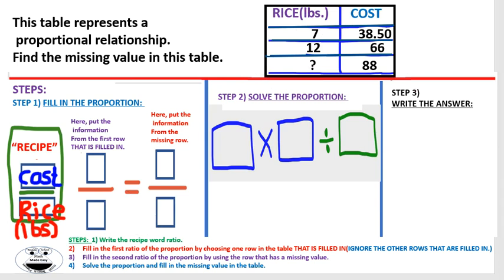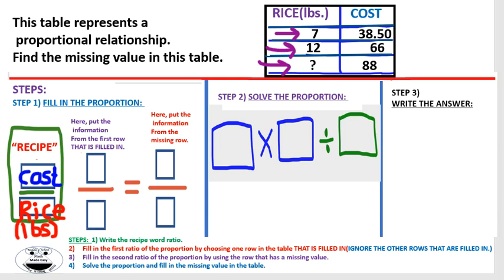And the next thing we need to look out for is to make sure we put the numbers together that belong together. So anytime we put something in a ratio, if you're going to use this row, the 7 and the $38.50 must be together in the same ratio. Or if we use this row, the 12 and 66 must be in the same ratio. Or if we use this row, the question mark or the variable and the 88 must be in the same ratio. They must be together. So those are the two things we need to be careful with.